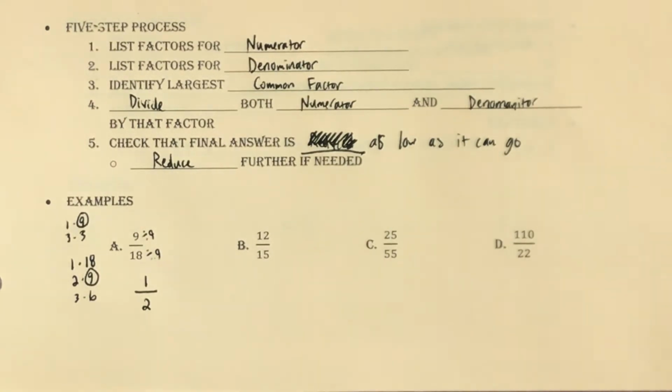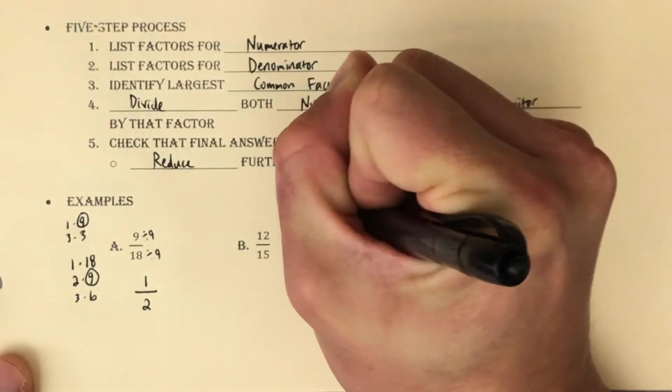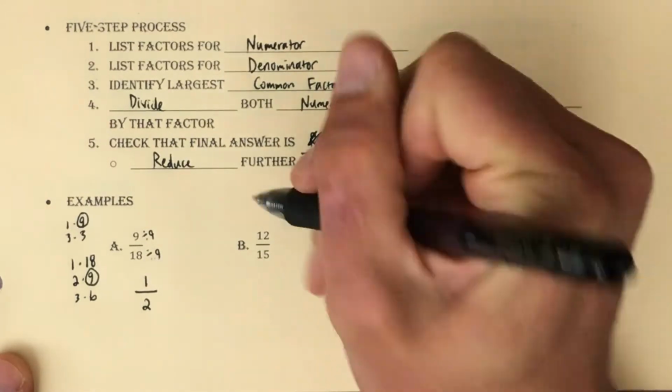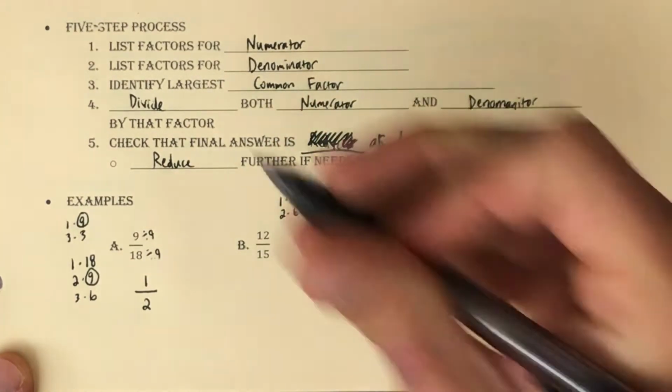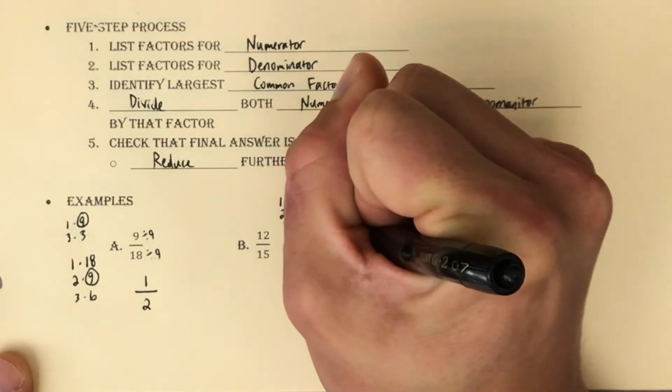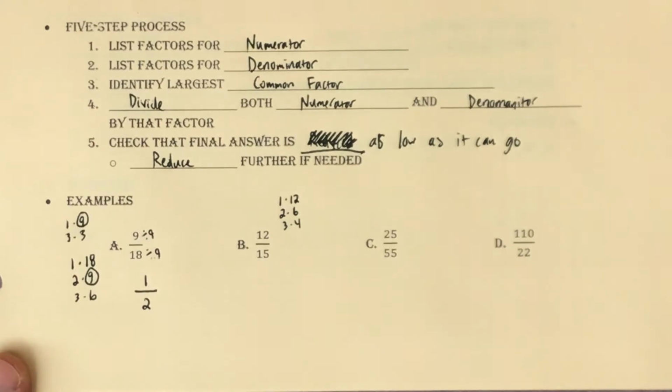So first thing I want to do, list the factors for the numerator. Well, I know that 1 times 12, it's an even number, so 2 times 6. Does 3 go in? Yes, it does. 3 times 4, and 4 is already on my list, so that means I've got all the factors of 12.